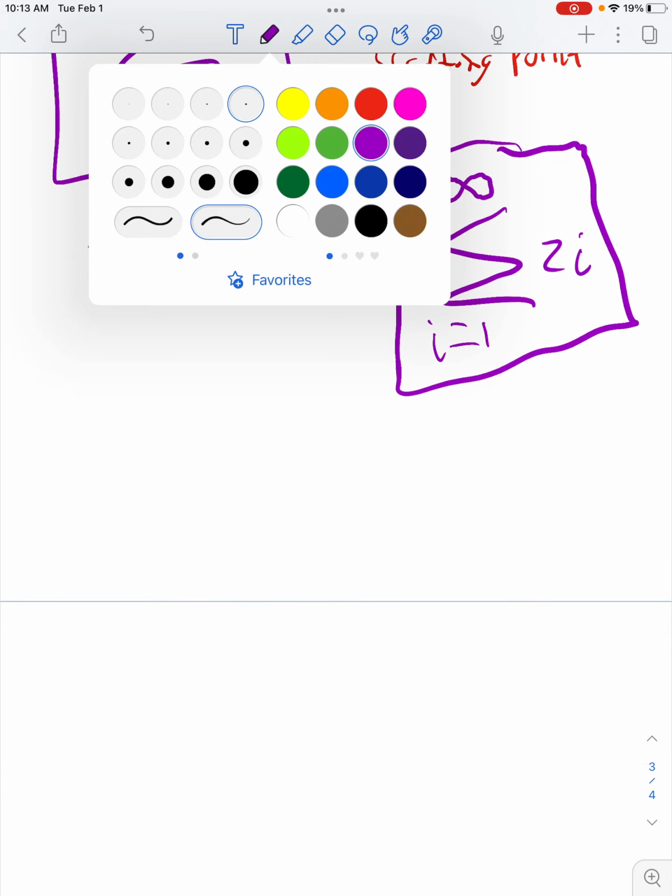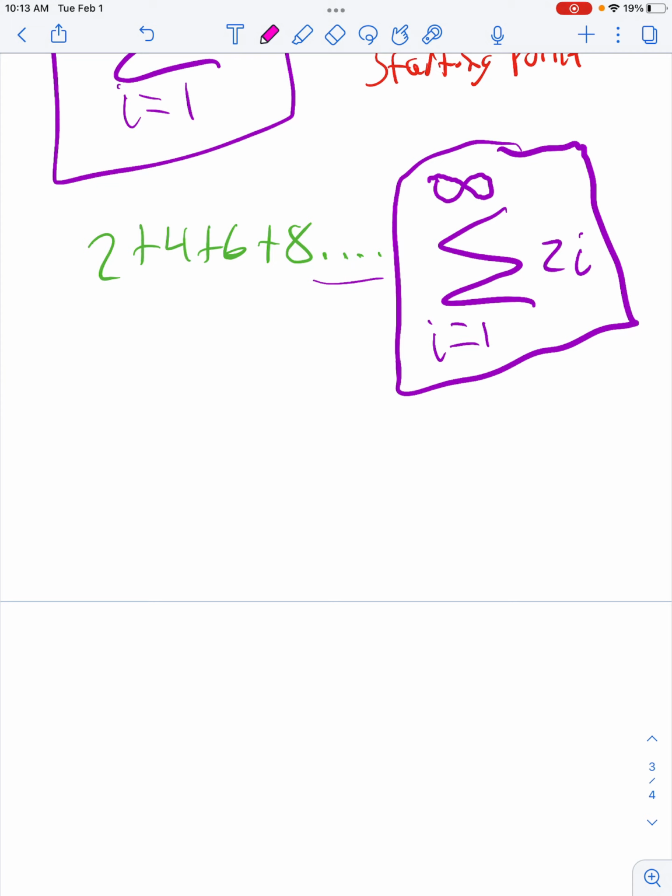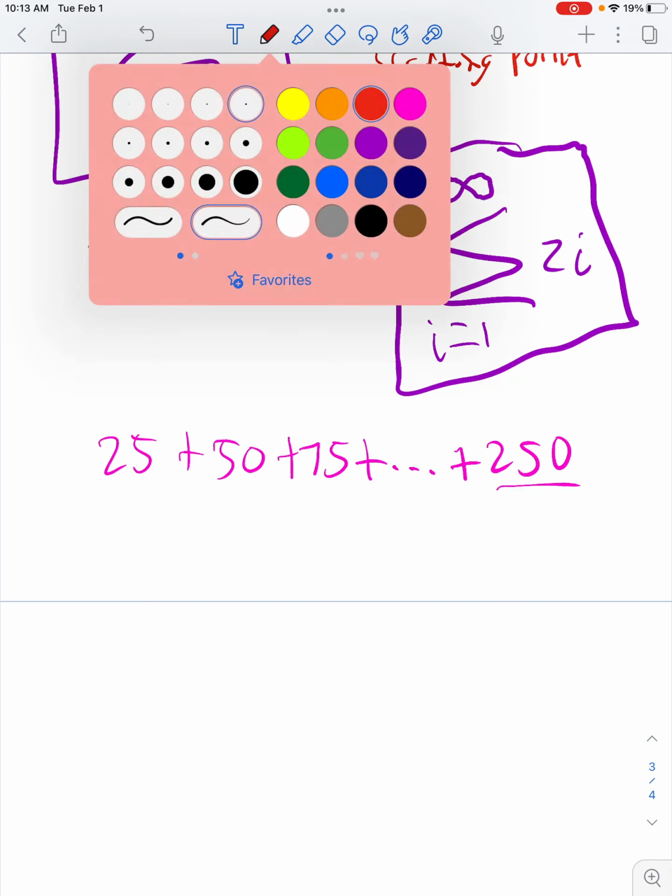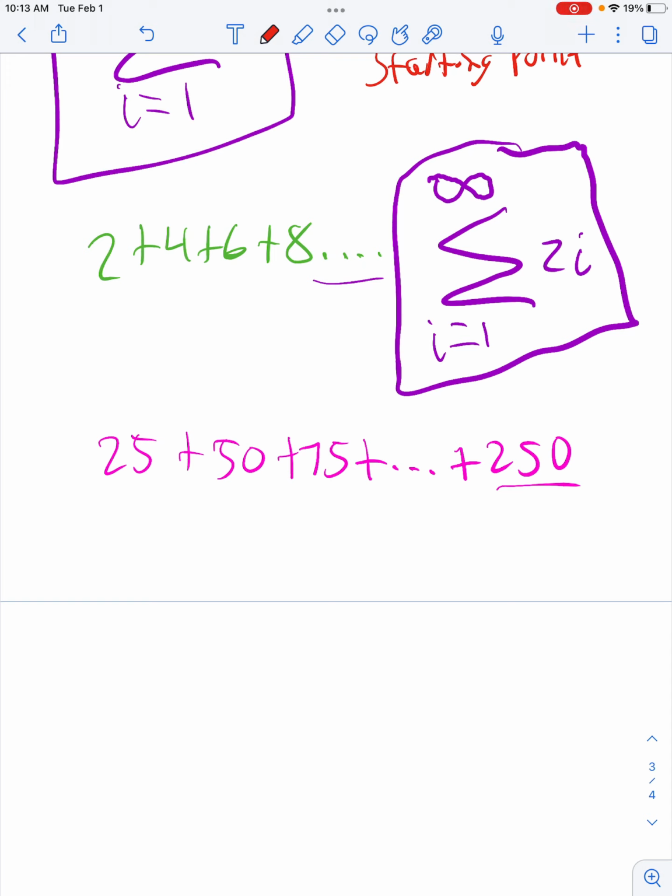Okay, so let's take a look. Let's do 2 examples here. 25 + 50 + 75 + all the way to 250. Since it stops, I know it is going to be a finite series. It appears that I am going up by jumps of 25. So repeated addition is multiplication. So if I'm thinking about solving this, I'm going to multiply by 25.